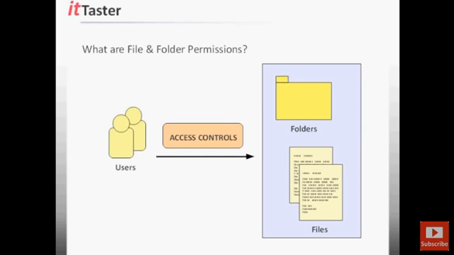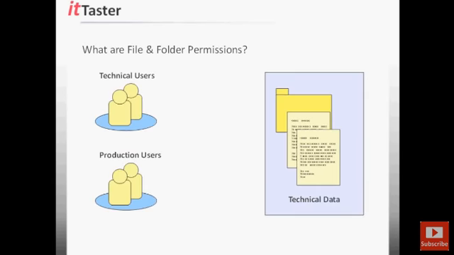We can control the files and folders our users are able to access, but we can also be much more granular and control what our users are able to do with those files and folders. For example, a manufacturing company might allow the technical department to create and modify technical data, but only allow the production department to view or read technical data. And this is the sort of thing we can do with file and folder permissions.